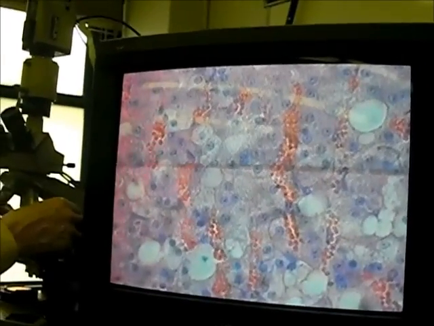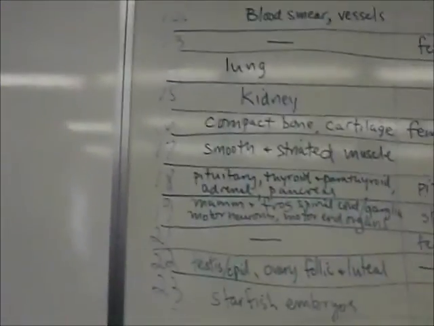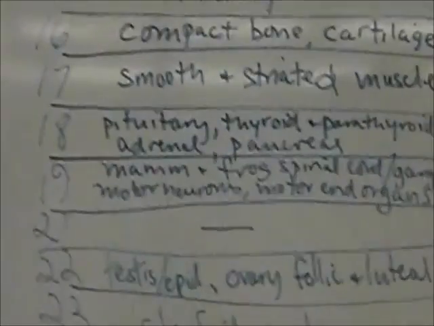Zona fasciculata looks like that, very characteristic. We don't need to know the zones. I won't ask you that. I just like that slide. It's a very nice illustration. The pancreas, endocrinology, you will have to know that for sure. So let's see. Pancreas.